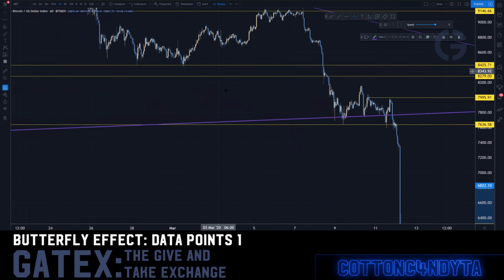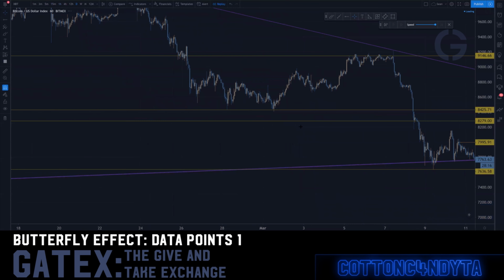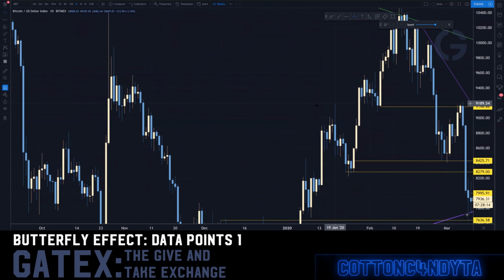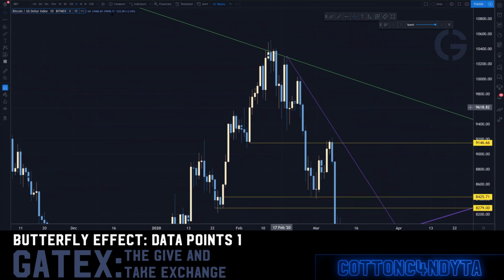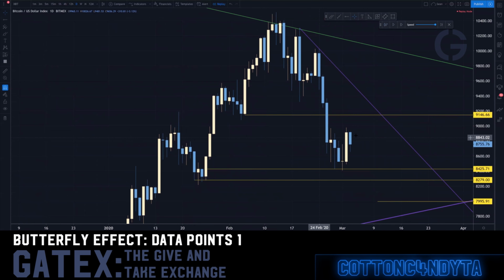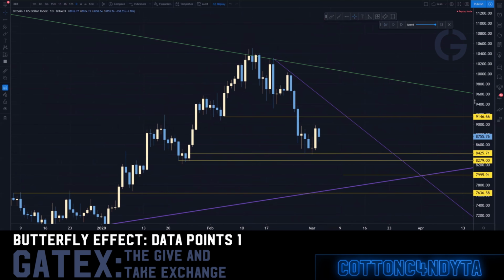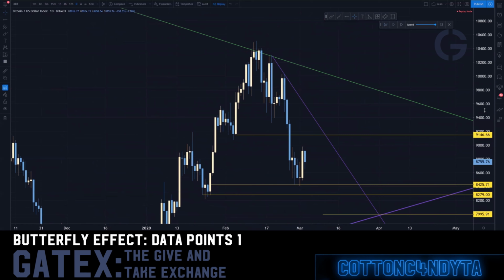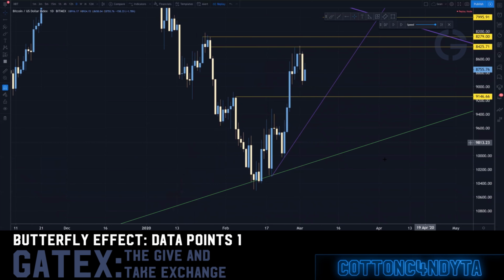So if we go back and look at what had happened with Bitcoin over here, let's talk about why Bitcoin rejected this level, because I know this has been a burning question in everybody's mind. An easy way to see this: what if we flipped the chart? What does this look like?